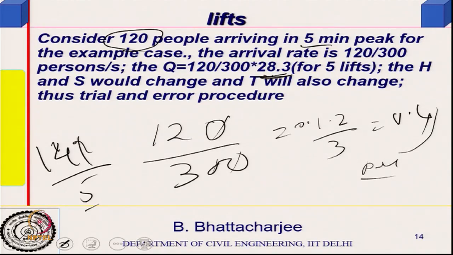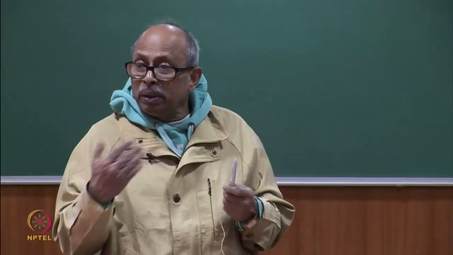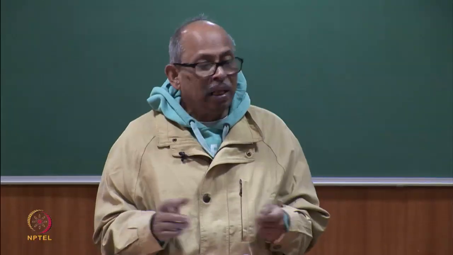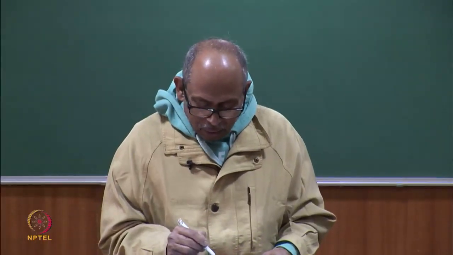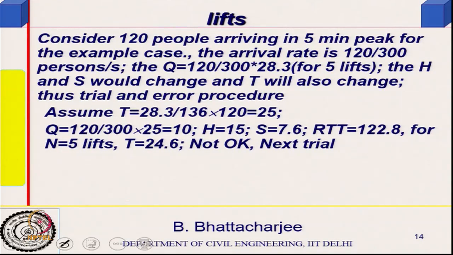So H and S should change, because Q is now 0.4 into 28.3, which equals 11.32. So it is less than that, and all my formula is based on Q as a power. Now the power changes, so the value would change significantly. Therefore, I must relook into my H and S situations, and this we do by a trial and error procedure. So what is the trial and error procedure?